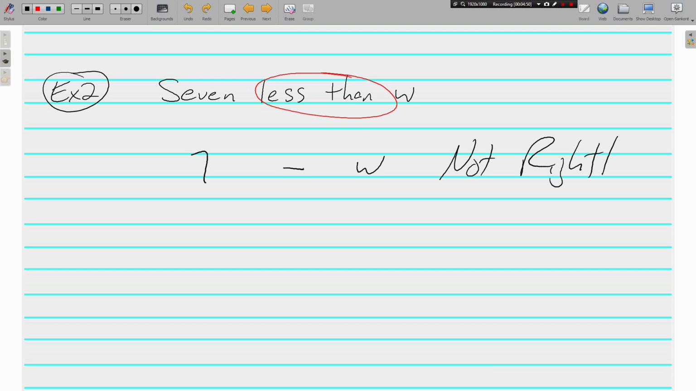7 less than w. Think if you had $20 and I had 7 less than you. How much money do I have? Well, I would have $13. And how do you figure that out? Well, it's 20 minus 7 gets you that 13. 7 less than w is w minus 7. This is the correct answer. And these two things are not the same. Subtraction is not commutative. So be real careful with subtraction, but also with division.